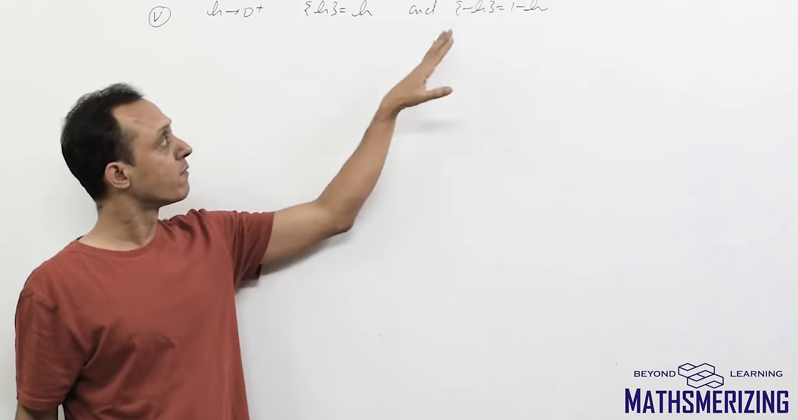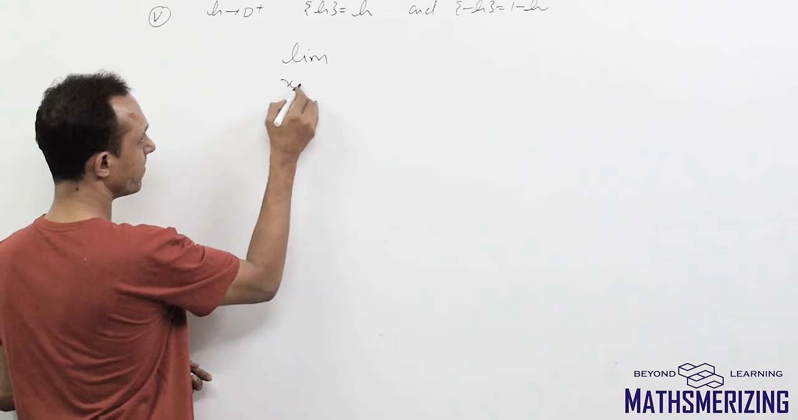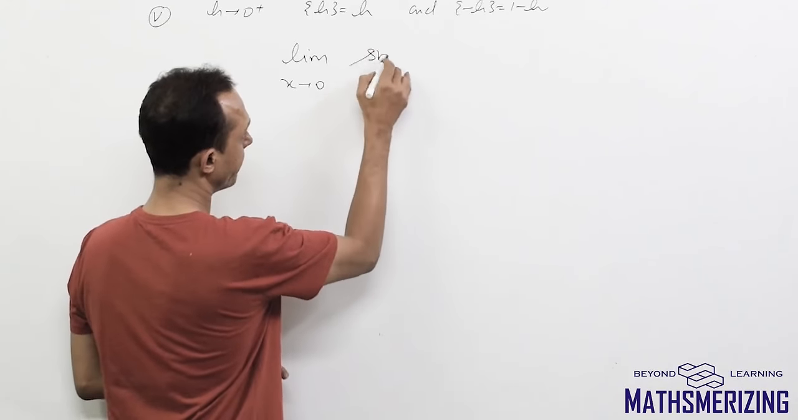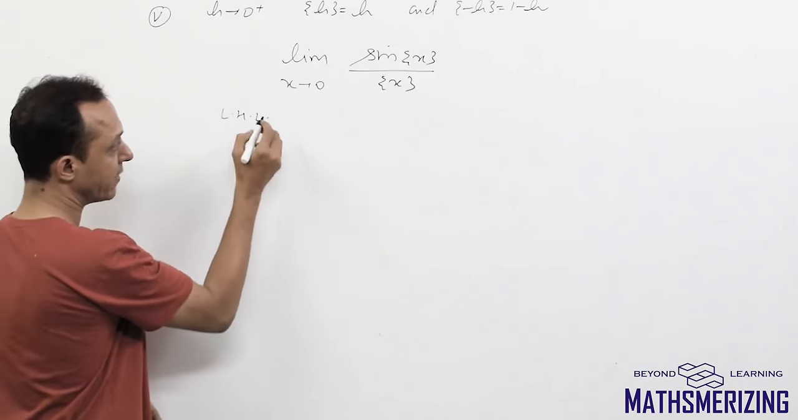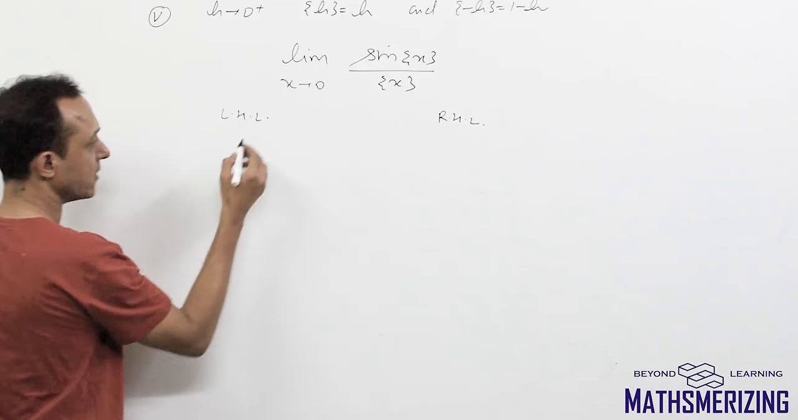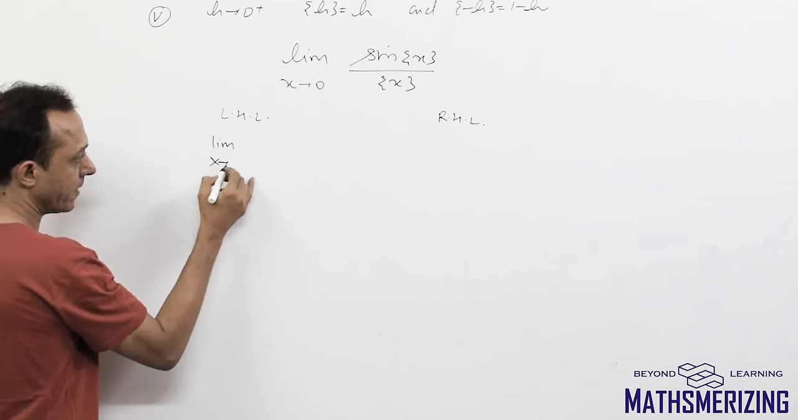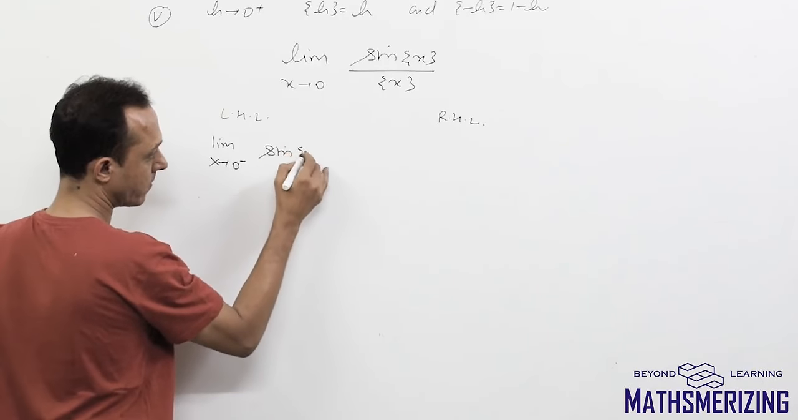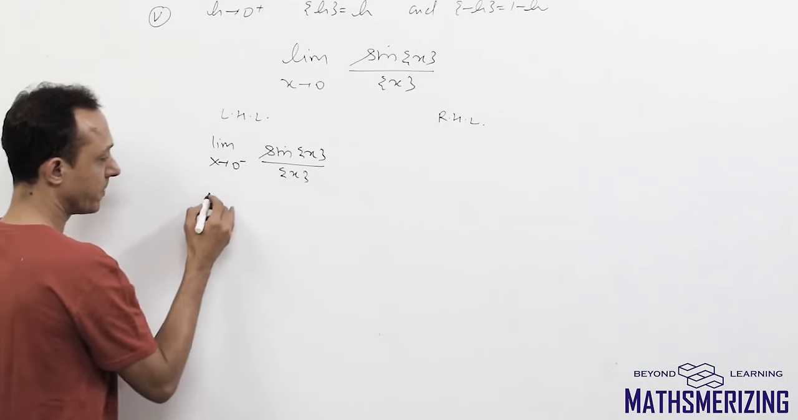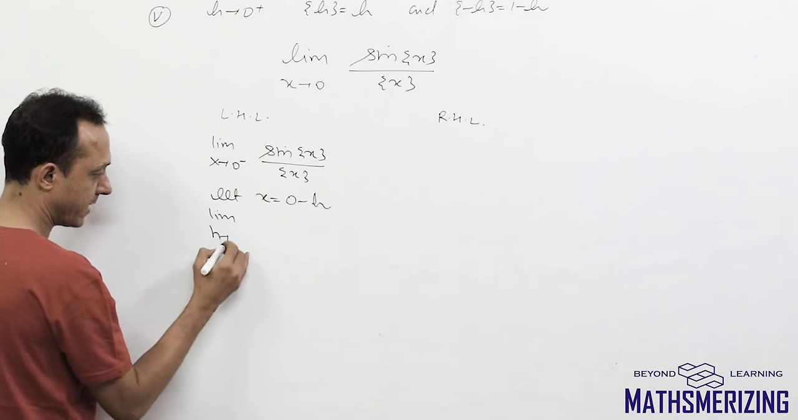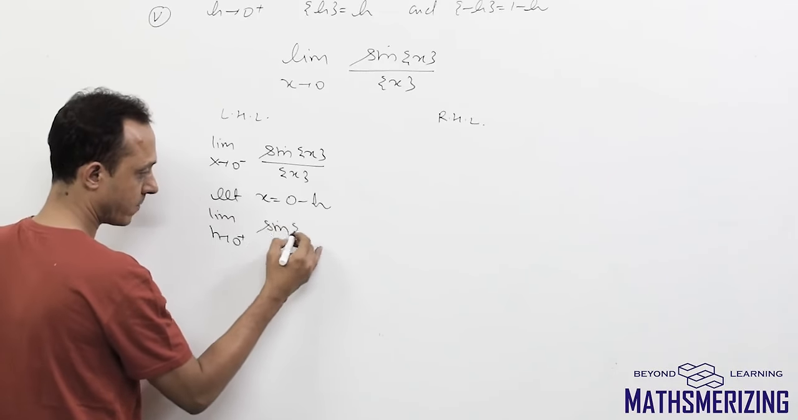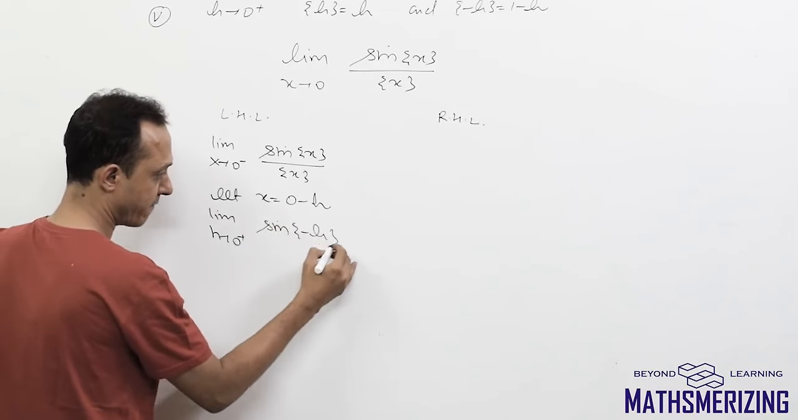Say for example, suppose I have this question which is limit x tends to 0 sine fractional part of x upon fractional part of x. Now because it's a fractional part function and fractional part function is discontinuous at 0, I need to take left hand limit and right hand limit separately. So I'll write left hand limit, limit x tends to 0 negative sine fractional part of x upon fractional part of x. Let x be 0 minus h. So I can write limit h tends to 0 positive, sine fractional part of minus h upon fractional part of minus h.